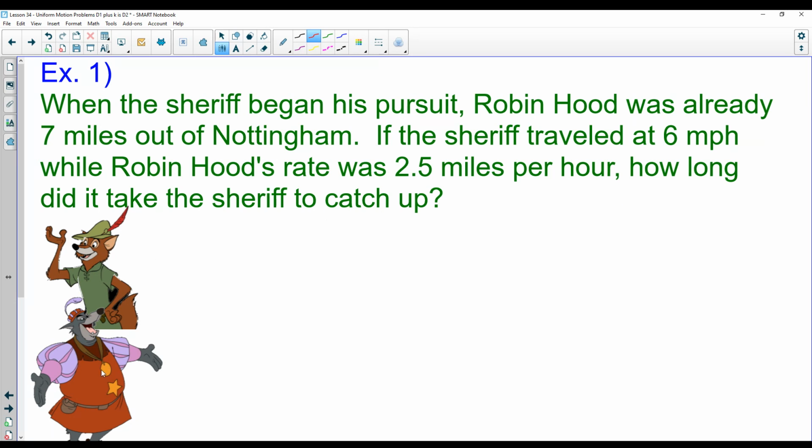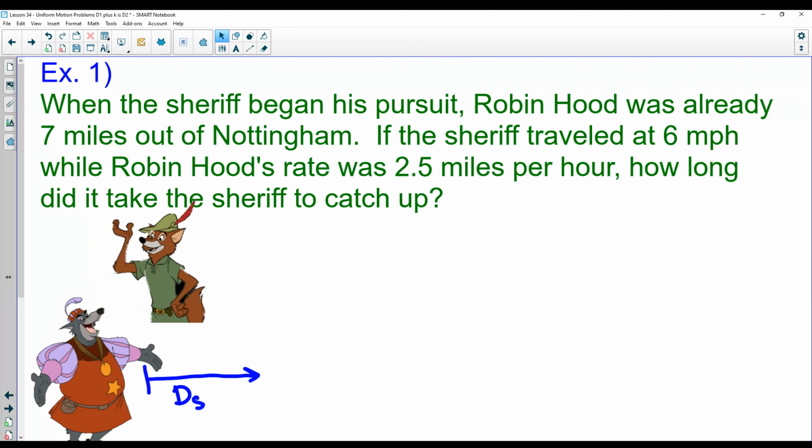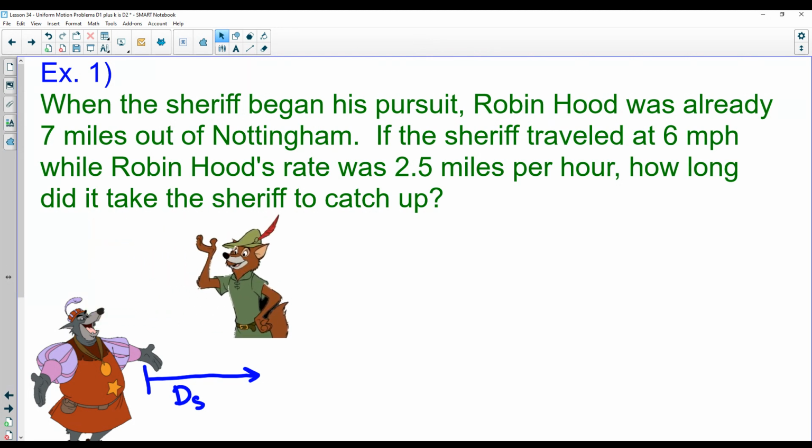All right, so here we have the sheriff. He begins his pursuit. Let's draw a beginning line. He begins here, and he's going to keep going. At that time, where's Robin Hood? Robin Hood is already 7 miles out of Nottingham. So this is our head start. He's already here.